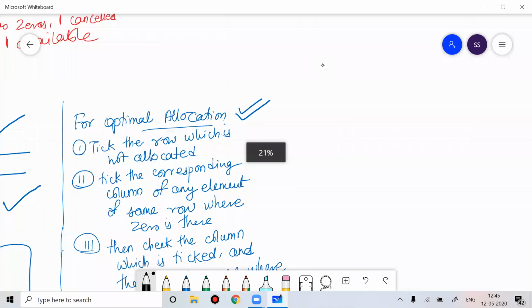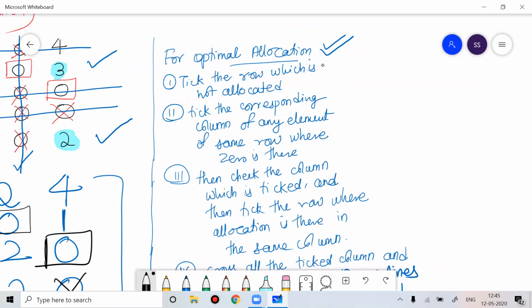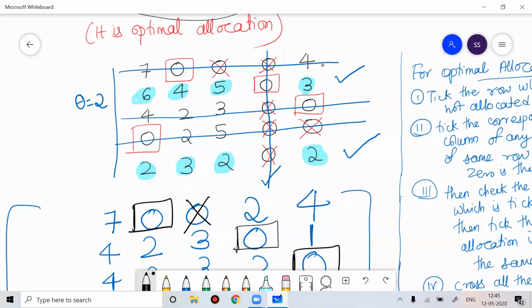So what are the steps? You tick that row which is not allocated. You can see I have ticked row 5. Now in that row, see where 0 is there. So 0 is here. So tick the corresponding column for that 0. Okay, I have done that. Now see in that column where allocation is there. Yes, allocation is there. So tick the corresponding row for that allocation.